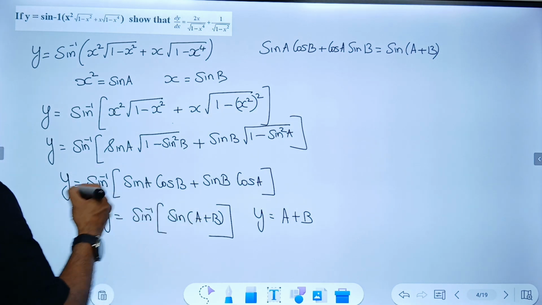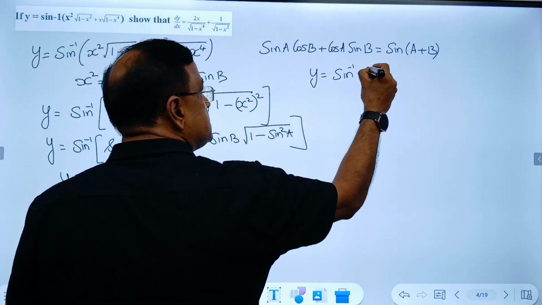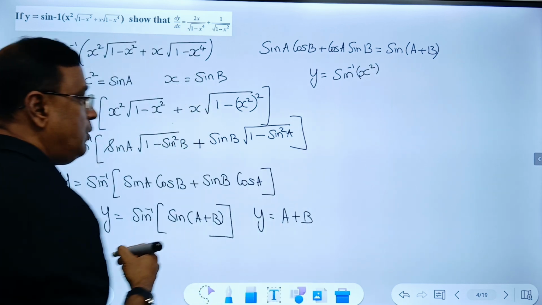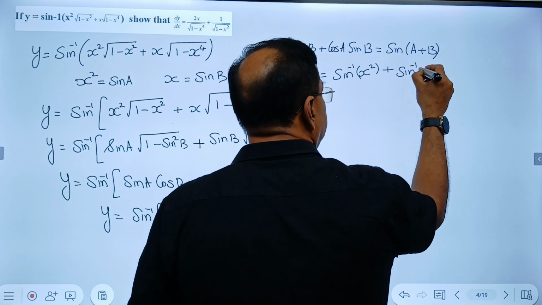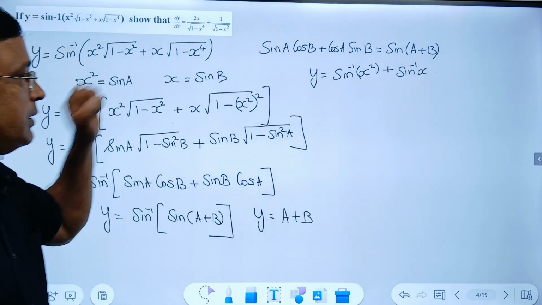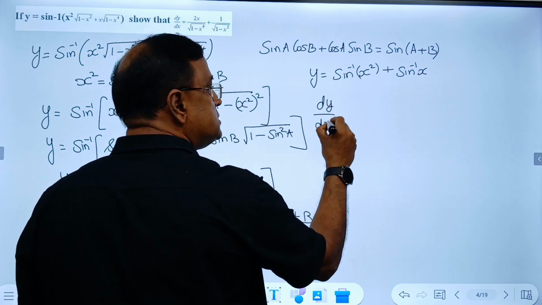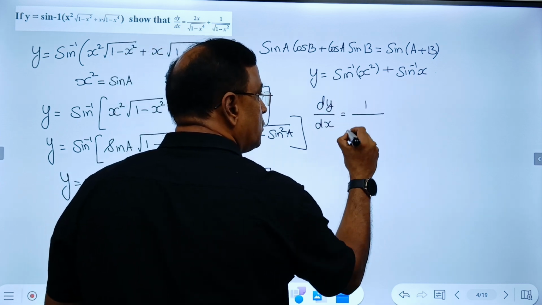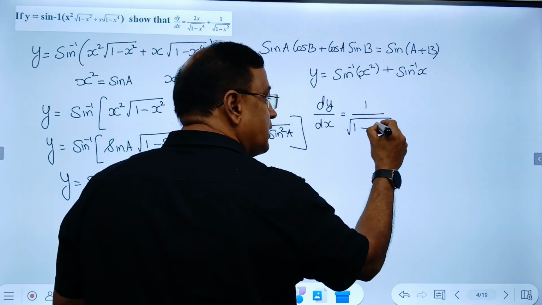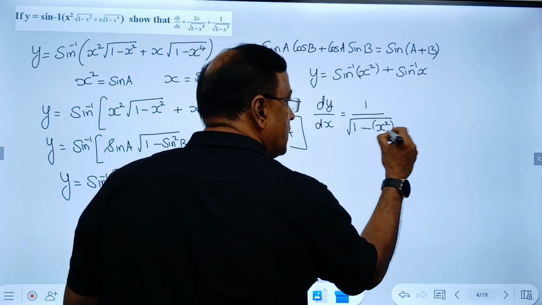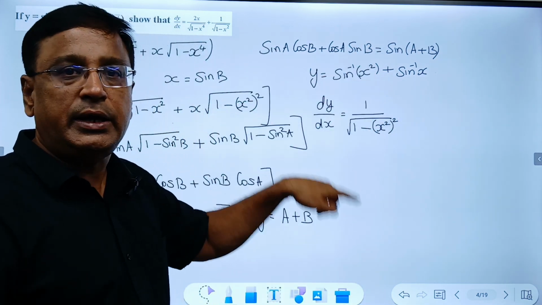Now let us substitute. What is A? A is sine inverse of x square. Okay. And what is B? B is sine inverse of x. Correct? Sine inverse of x. Now differentiate dy by dx. What is differentiation of sine inverse? It's 1 by root of 1 minus x square. Here x is x square. So x square the whole square. Okay. Sine inverse of x is 1 by root of 1 minus x square.